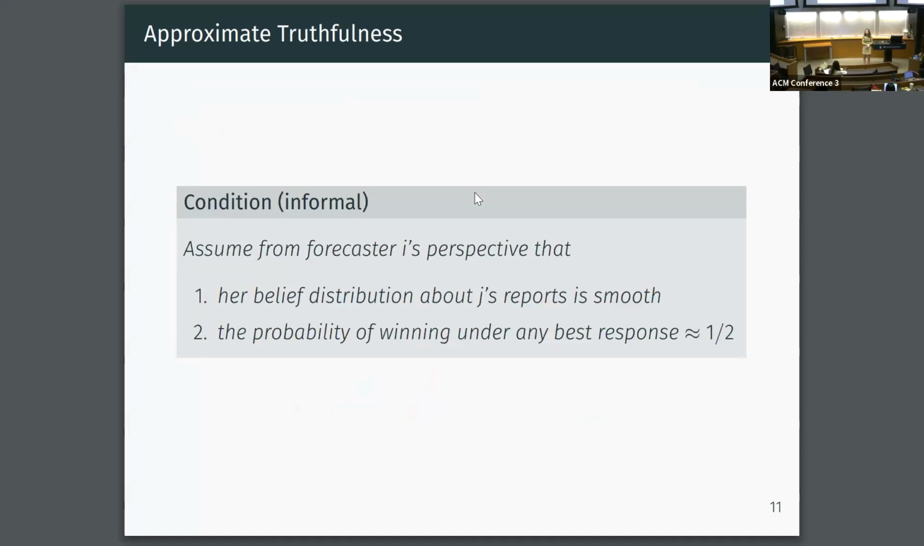But we're going to assume from forecaster I's perspective that 1, her belief distribution about J's reports is smooth in some way in terms of continuity. And then 2, the probability of winning under any best response from I is around 1/2, give or take, right? And so that second condition is basically saying that forecaster I has a shot, like I said before in our intuition slide. So she thinks that there's a probability of winning, but she can't be too far ahead nor too far behind from her own perspective.